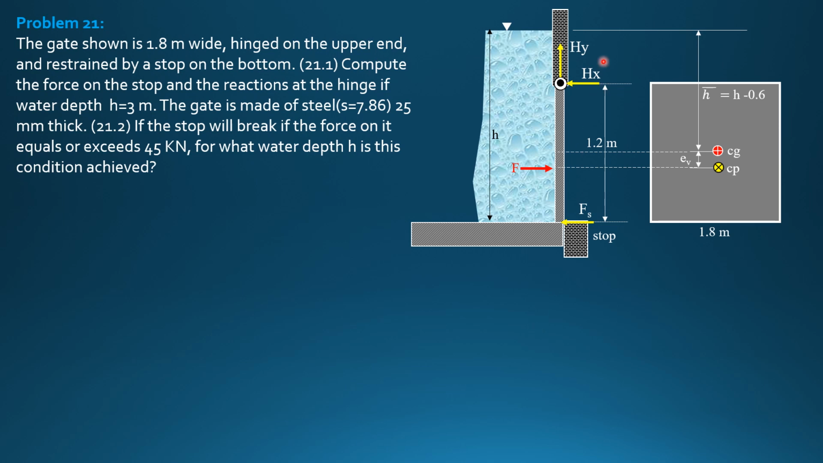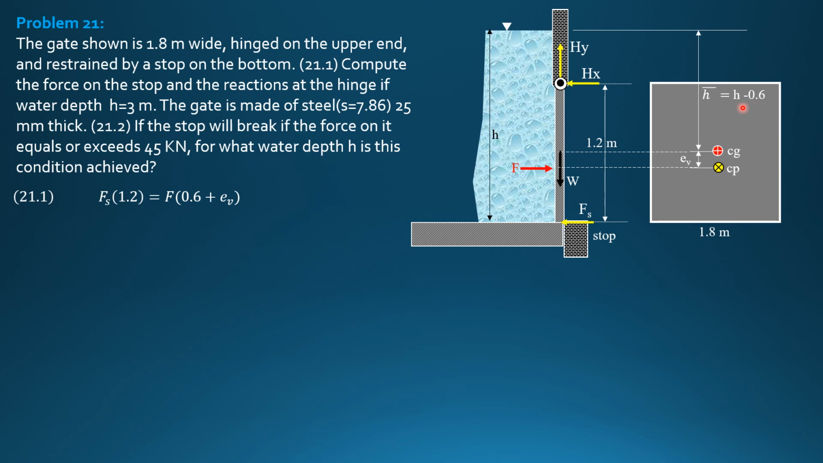So we sum up moments about the hinge on top so that we can solve for Fs. The moment arm of F is 0.6, half of 1.2, plus e sub v. And this is the weight. The weight has no contribution to the moment at the top because the gate has a vertical surface. So Fs times 1.2 equals F times quantity 0.6 plus e sub v. So this is our working equation.